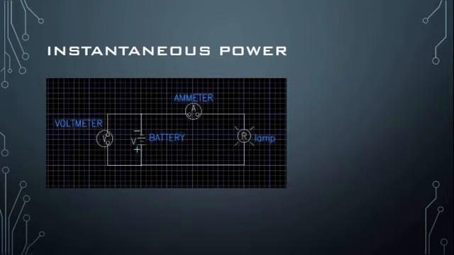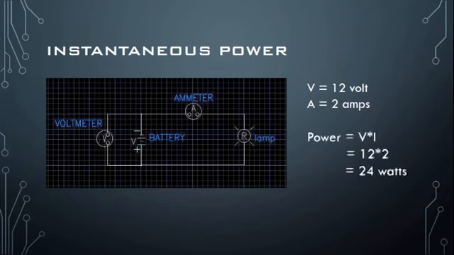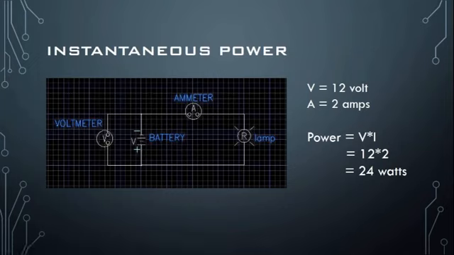Now how? The readings of the voltmeter and ammeter give us a voltage of 12 volts and a current of 2 amps. To calculate the instantaneous power, simply multiply this voltage and current, and that gives us a power of 24 watts. This 24 watts is your instantaneous power. Why is it called instantaneous power? Because we measure this power at the instant. The unit of this power, of course, is watts.